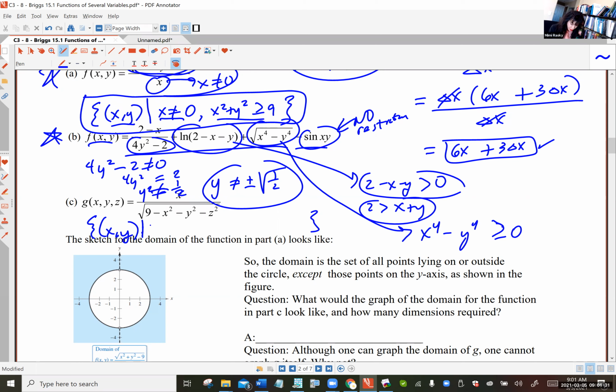So one of them was we don't ever want y to be plus or minus square root of 1/2, and then comma. And then we need x plus y to be less than 2. I'm just rewriting this inequality in the reverse manner. And the last restriction is we need x to the 4th minus y to the 4th to be greater than or equal to 0. And that's the final answer for letter B. That's a lot of restrictions on its domain. I'm going to pause there. Any questions at this moment?